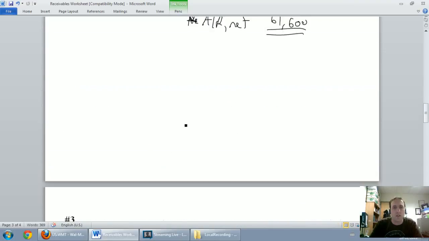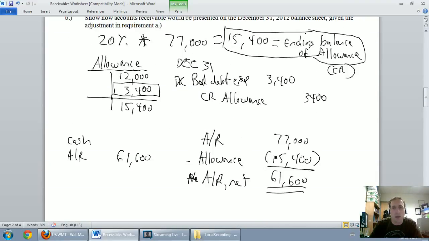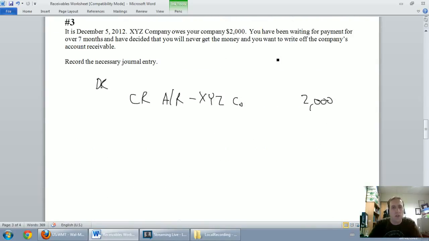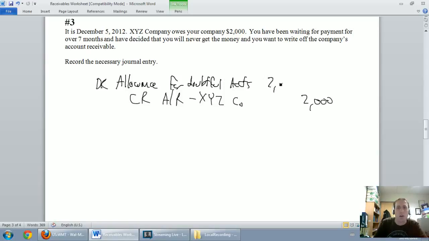So in the last couple of questions we said our allowance always ends up as a credit, so we're allowing for the fact in this other example that $15,400 worth of our accounts receivable aren't going to come in. Well, now we've said, hey, this account receivable isn't coming in. Let's use up some of that allowance. How do I use up part of the allowance? I debit it. So I'm going to debit my allowance for doubtful accounts. It's $2,000. I should have dated this. This is dated December 5th. That's when I decide to write them off. That's my debit, and there's my credit.